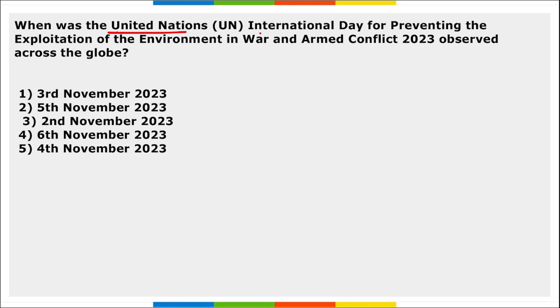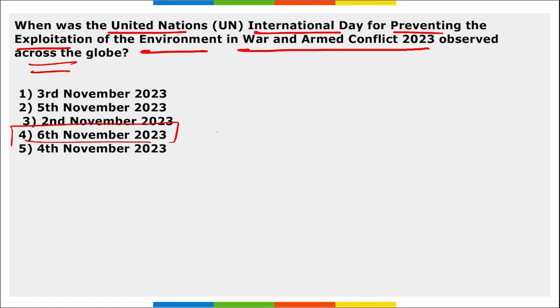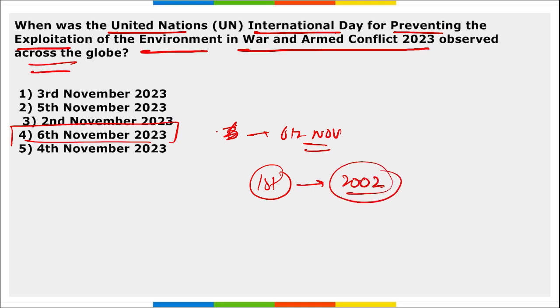Next, when was the UN International Day for Preventing the Exploitation of the Environment in War and Armed Conflicts 2023 observed across the globe? It is observed on 6th of November, right? And it marks the observance of the 22nd International Day for Preventing the Exploitation of the Environment in War and Armed Conflict, right? So this was 6th November. First ever day, this was observed in the year 2002.